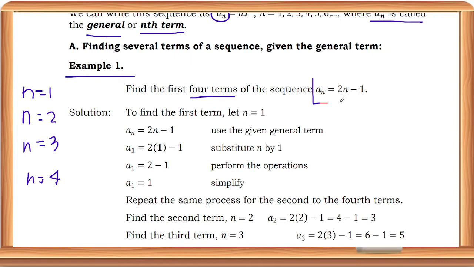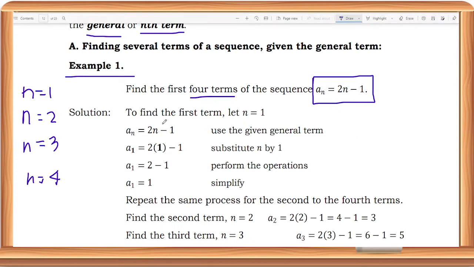Now, ito yung sinasabi nating pattern. Ito yung gagamitin mong guide, no? Yung pattern na yan yung parang pinaka-guide mo. So, since it is given here na ito yung sequence niya, so to find the first term, let n be equal to 1. So, all you have to do is substitute. As you can see, nakalagay dito, A sub n is equal to 2 times n. 2n means 2 times n. So, you're going to multiply the n to 2 and then subtract it to 1.